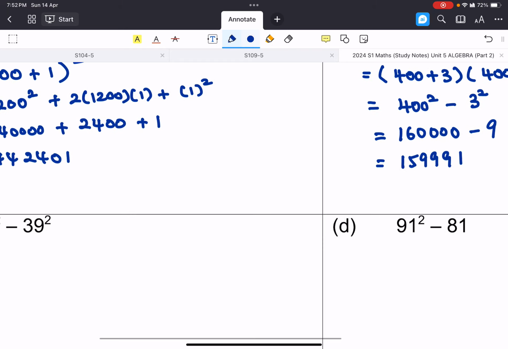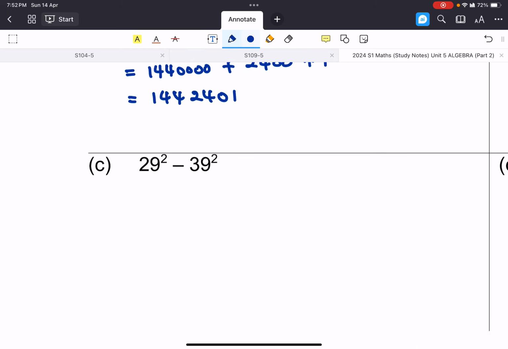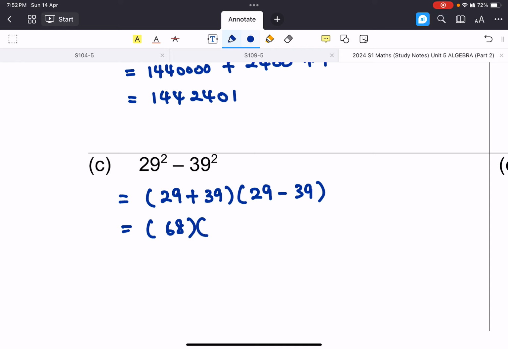Okay, and how about this scenario, right? Again, this scenario is going to be a squared minus b squared, so it will be 29 plus 39 times 29 minus 39, right? So 29 plus 39 is equals to 68, and then we're going to multiply by negative 10, which will give us negative 680.